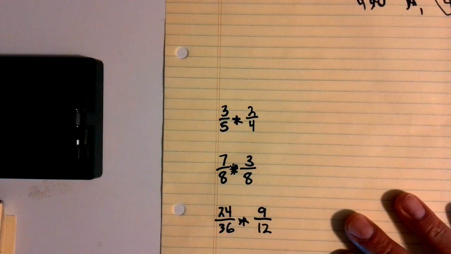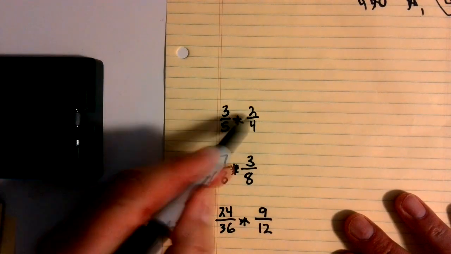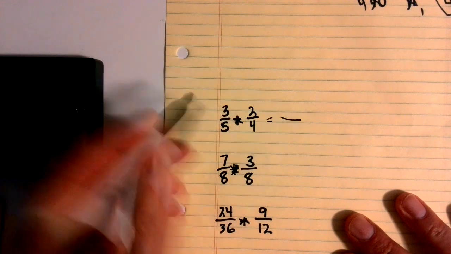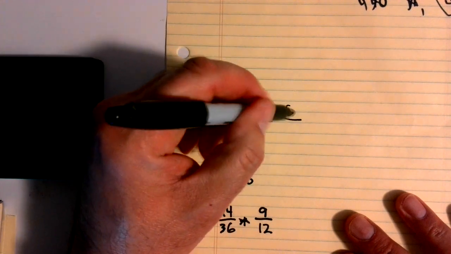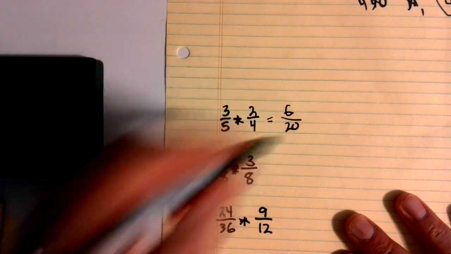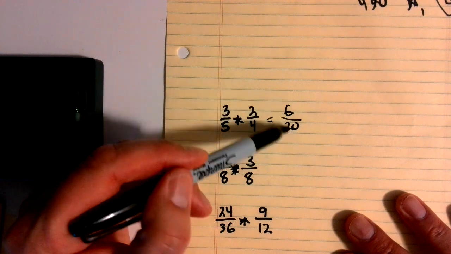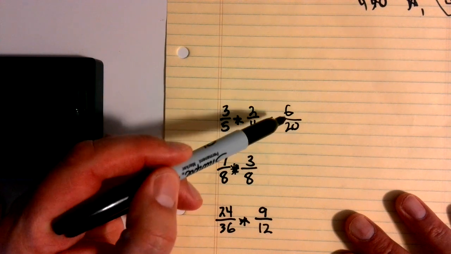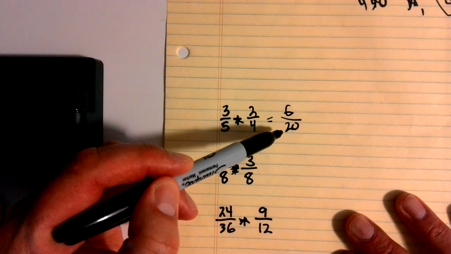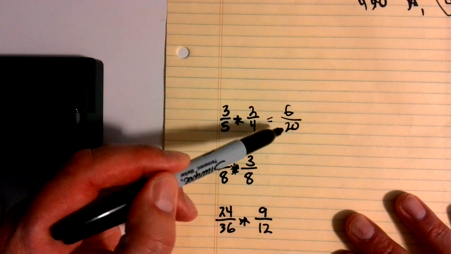Okay, so let's take a look at this first one, 3/5 times 2/4. I'm going to go ahead and multiply across, get 6 on the top, 20 on the bottom. Now, I want to simplify my fractions when I multiply fractions the best I can. So I want to get it in its smallest possible form.